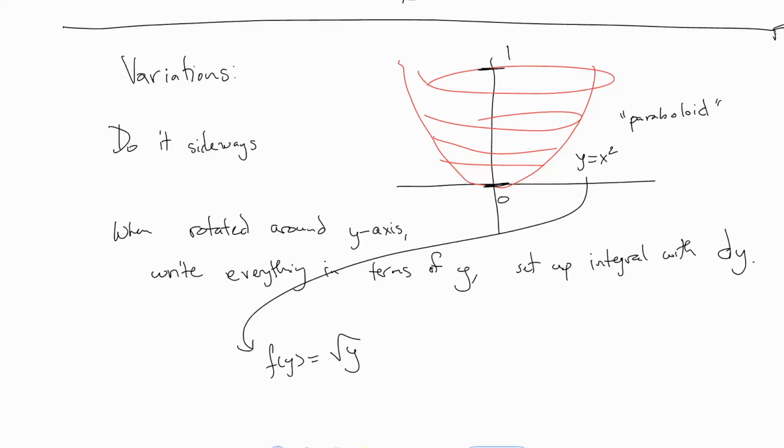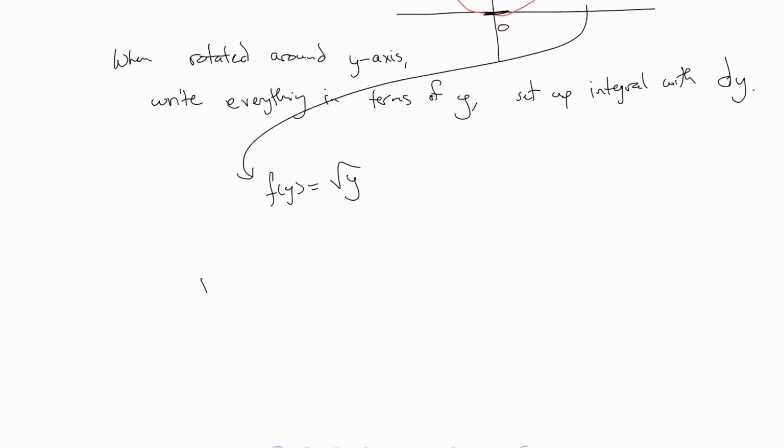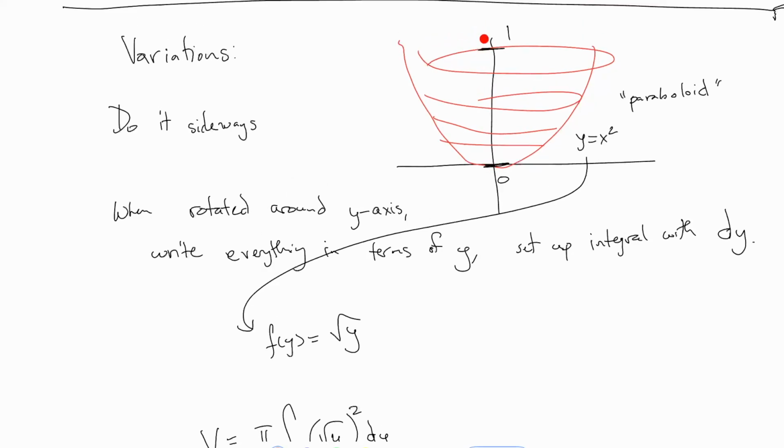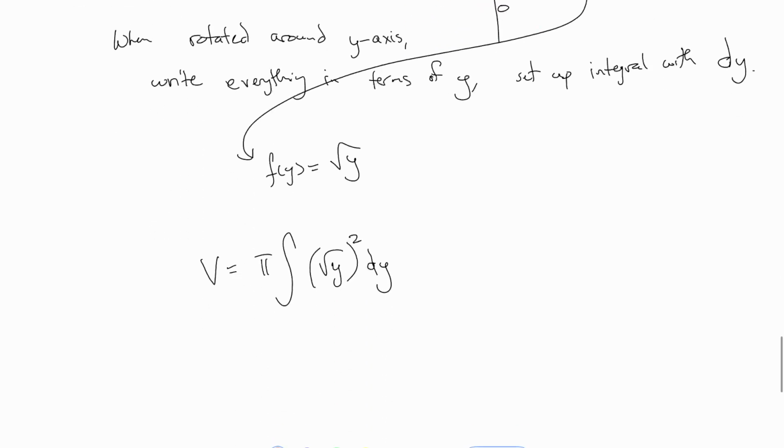All right, and then from here we can just set up the volume integral. It's going to be pi on the outside, integral of root y, the whole thing squared, dy. And what are the integration boundaries? They are y values this time, from one side of the shape to the other. So it is y equals 0 at the bottom all the way up to y equals 1 at the top. 0 up to 1. All right. And that's how we do it.